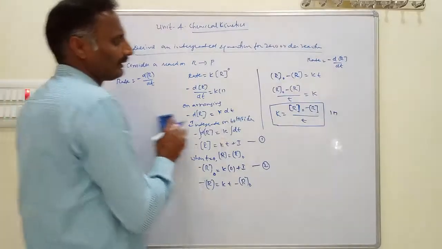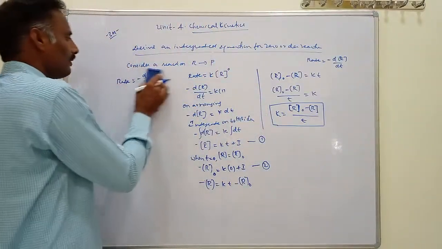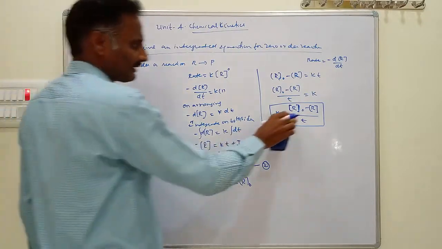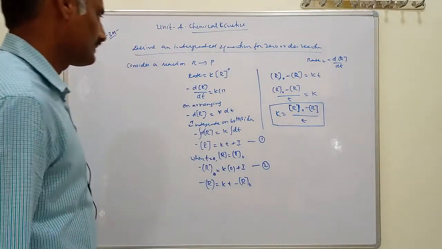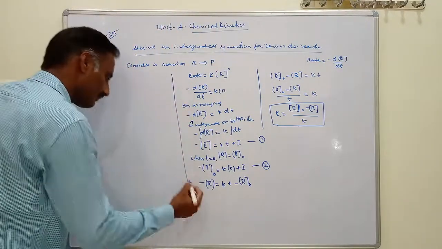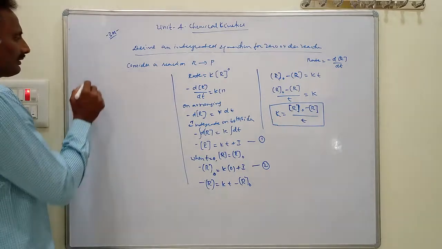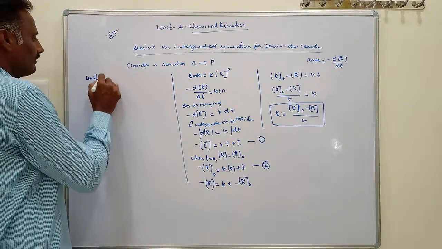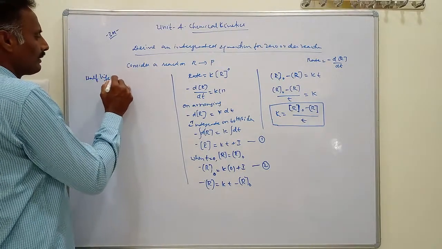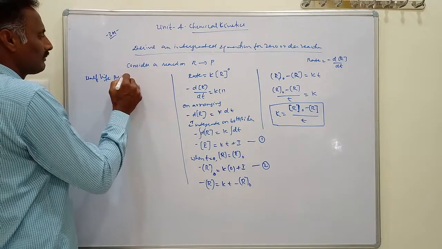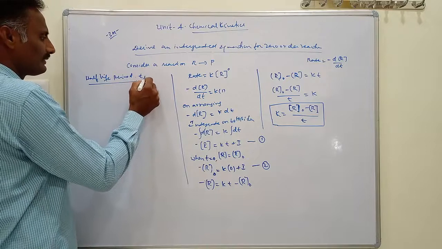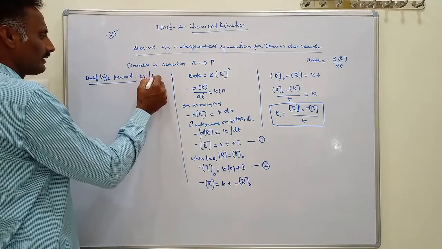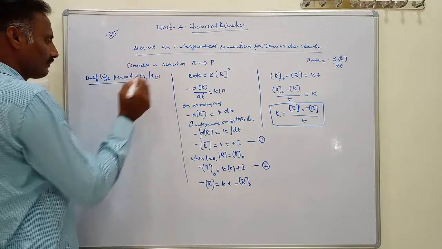Then how do you find the half-life period expression for zero order reactions? By using this expression, we also derive the half-life period expression for zero order reactions. Then what is half-life period? Half-life period is denoted by T half, or also written as T 0.5.